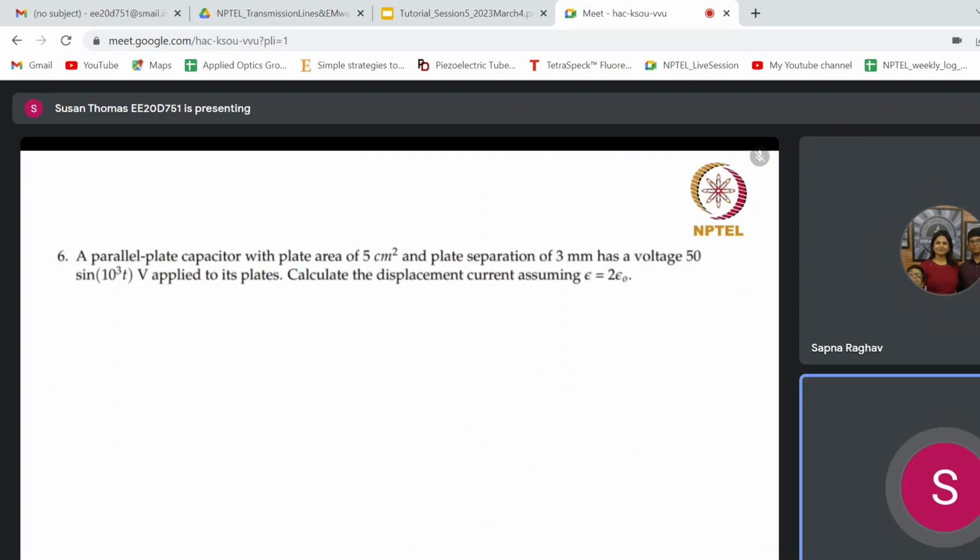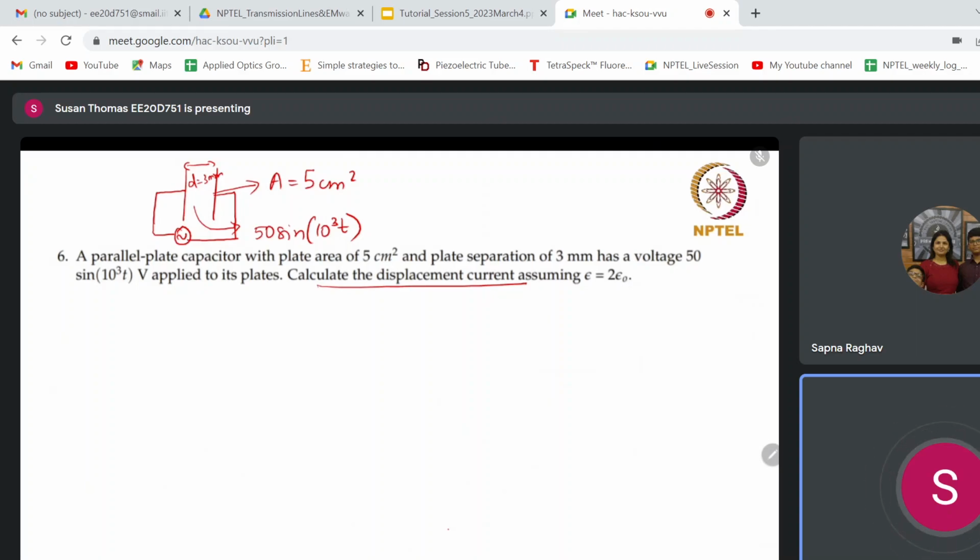You see, this is a parallel plate capacitor with a plate area of 5 centimeter square, and the plate separation, the distance between the plates d, is 3 millimeters. Onto this capacitor we are applying a sinusoidal voltage, 50 sine 10 power 3 t. Calculate the displacement current assuming epsilon is equal to 2 epsilon naught. So the displacement current needs to be calculated here.